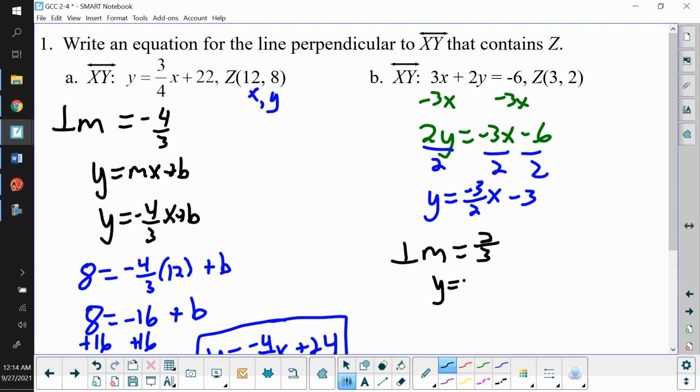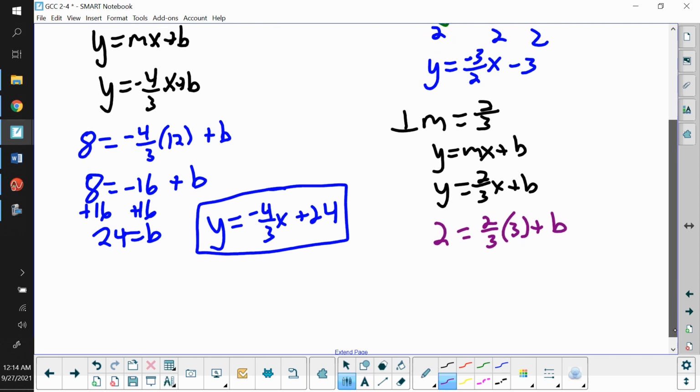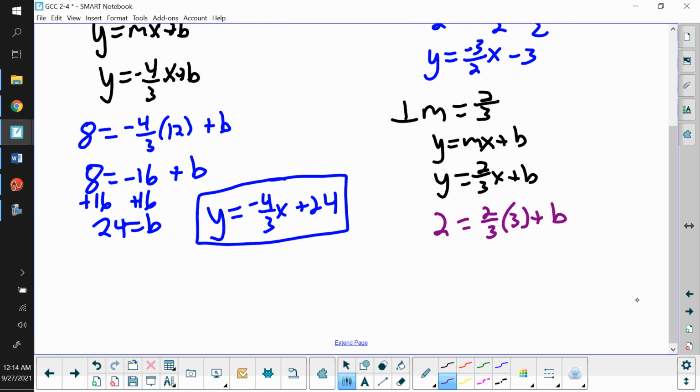We'll use our y equals mx plus b again. And we know what our m is. So we're going to have y equals 2/3 x plus b. Note, this time we're using 3, 2 as our x and y. So we're going to put 2 where the y is and 3 where the x is. When you do 2/3 times 3, take the 3 and divide it by 3 to get 1. 1 times 2 gives you 2. So 2/3 of 3 is just 2.